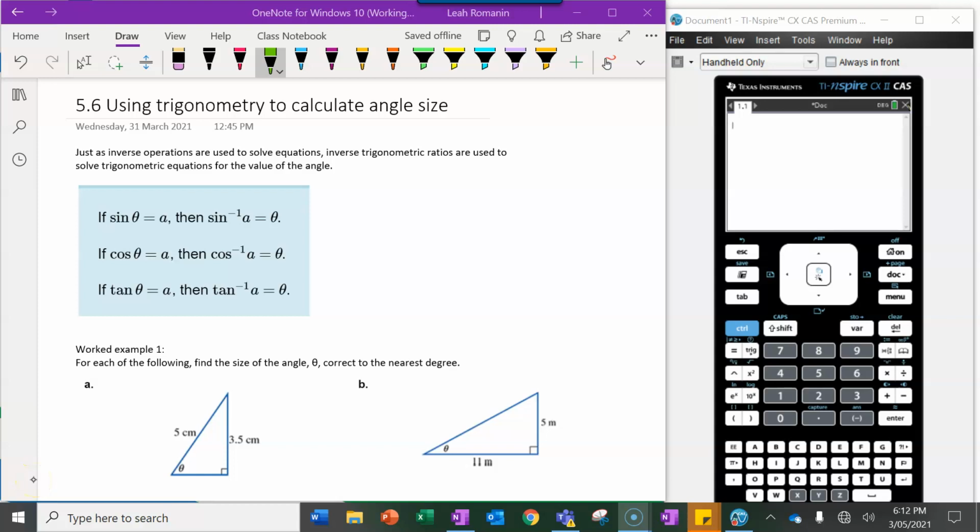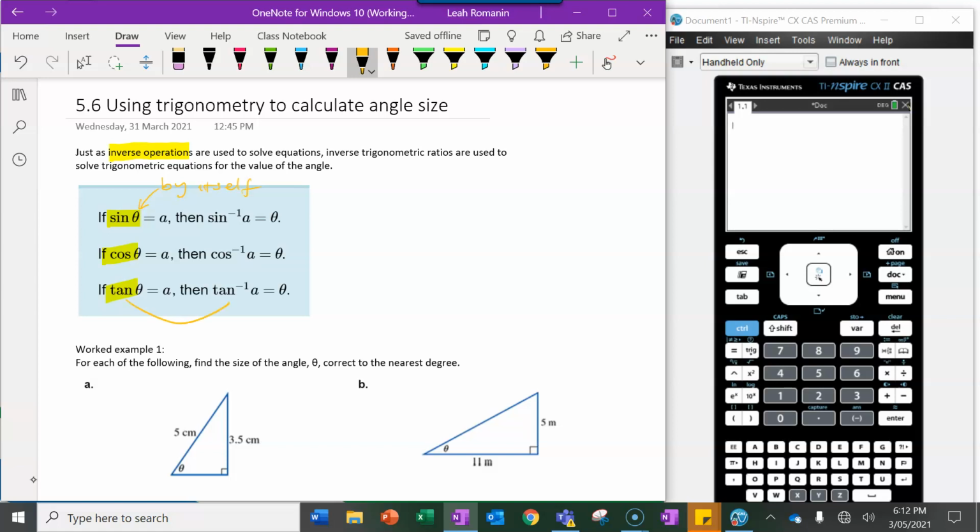Hi everyone, so today we're going to be going over 5.6, which is using trigonometry to calculate angle size. So the main key point of today's lesson is using inverse operations. Now, usually when we solve equations, when we need to get x by itself, we need to move all the other numbers to one side, which is the same when we're using sine, cos, and tan. So when we're finding an angle, we need to get theta by itself. And in order to do that, we need to move sine, cos, or tan to the other side.